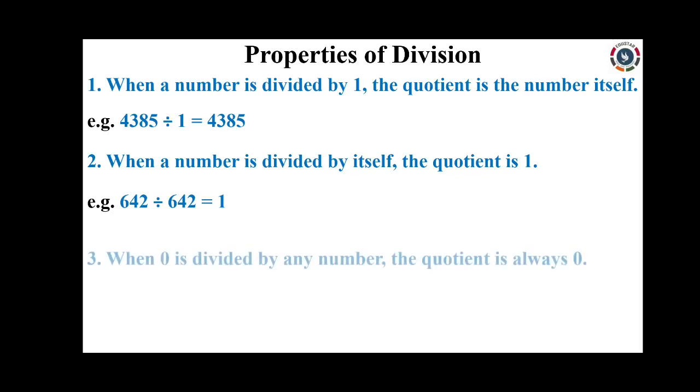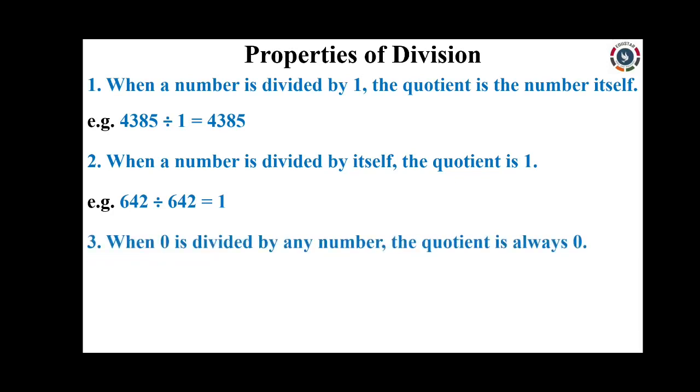Third property: when 0 is divided by any number, the quotient is always 0. Example, 0 divided by 798, which is equal to 0. 0 divided by any number, the quotient is always 0.